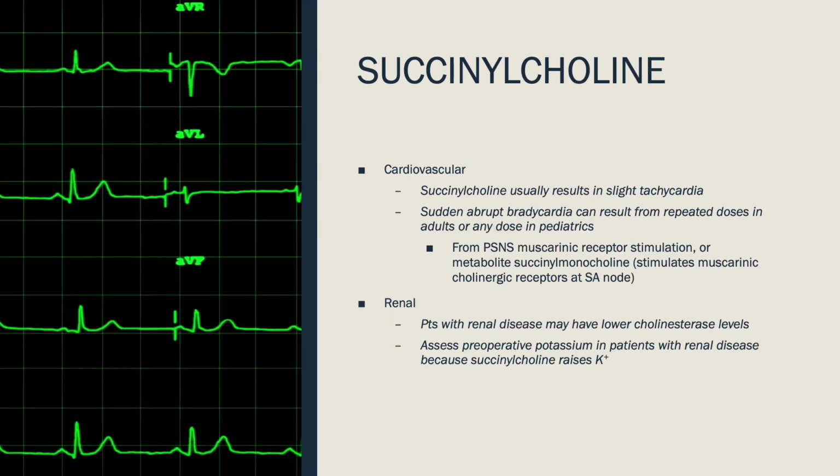Succinylcholine has some cardiovascular effects, okay? It can cause a slight tachycardia, and this can be from a little sympathetic stimulation, but there can be incidences of sudden and abrupt bradycardia, especially in adults with repeated doses or any dose given to a pediatric patient. This bradycardia is primarily attributed to the stimulation of muscarinic receptors in the parasympathetic nervous system, as succinylcholine can activate these receptors at the SA node. You have to keep this in mind because this is crucial for managing anesthesia in the pediatric population.